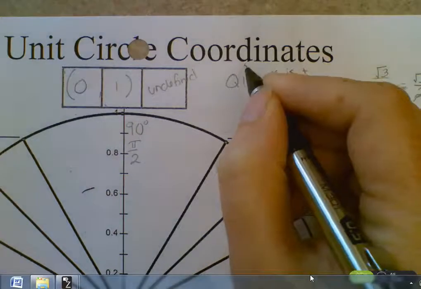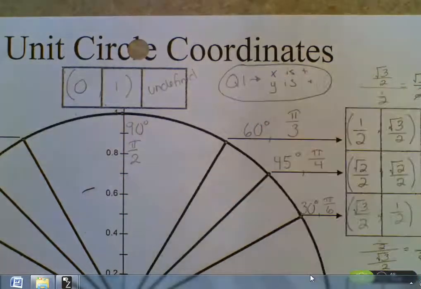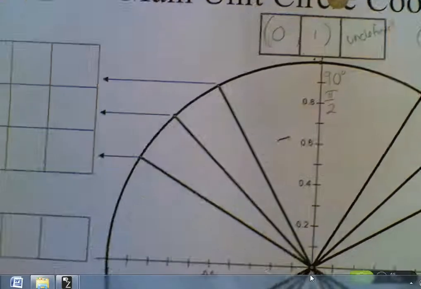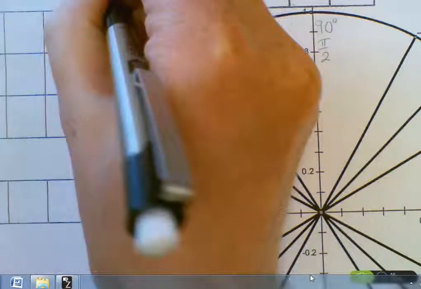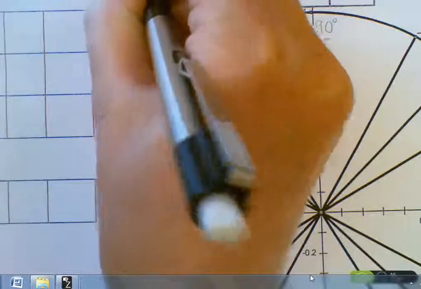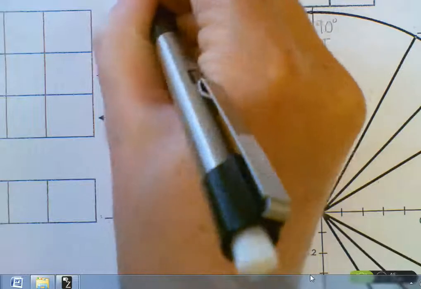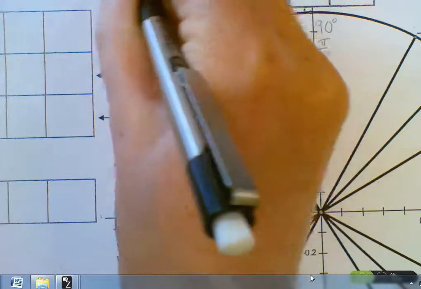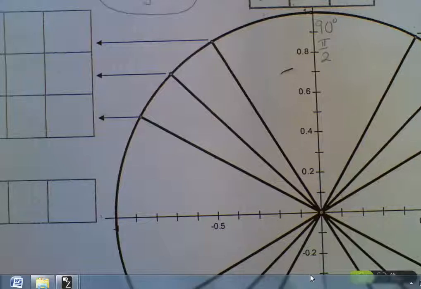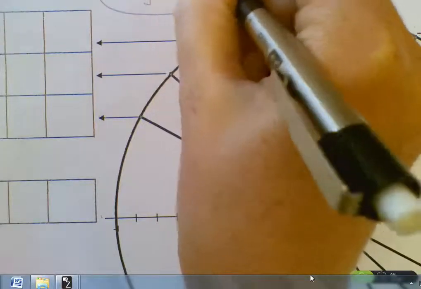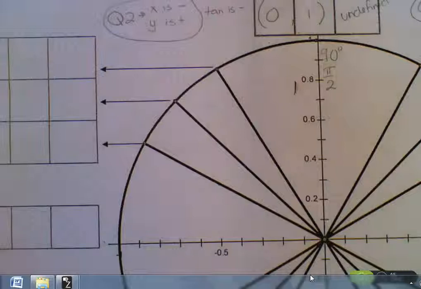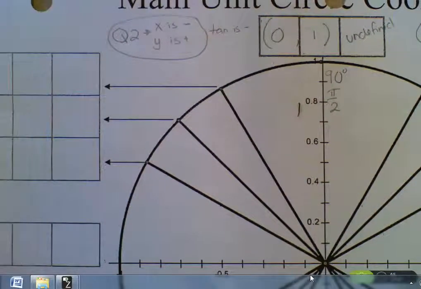If you go into quadrant 2, you can hopefully see from your axes that x is negative, and y is positive. So it's going to be the same ordered pairs, except each x value will be negative and y is positive. And that means that tangent is negative. X is negative, y is positive, and tangent is negative.